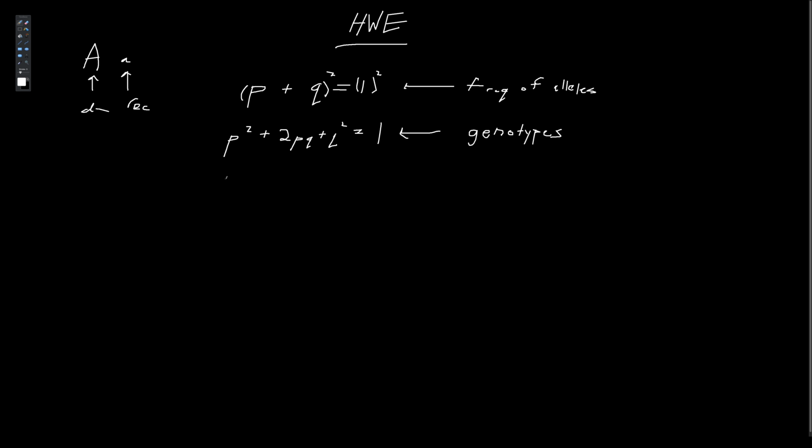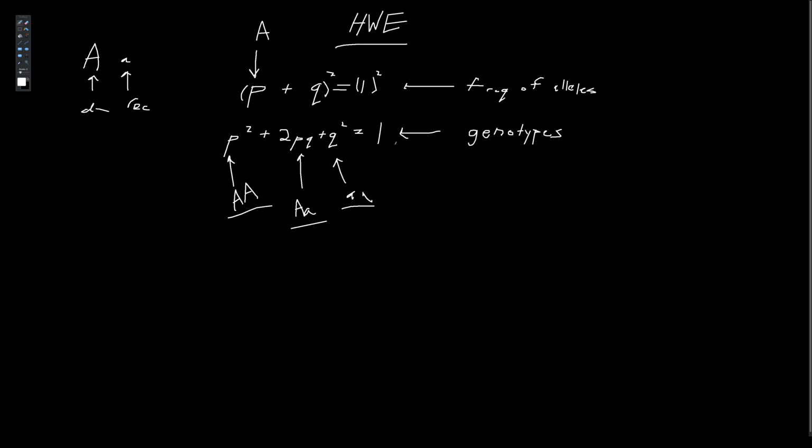So if P tells you the frequency of big A, P squared tells you the frequency of big A, the genotype, right? Because this is assuming a diploid population where you have 2 copies of the gene. So Q squared is little a, and 2PQ is the frequency of the heterozygote, big A, little a. So yeah, that's pretty much it.